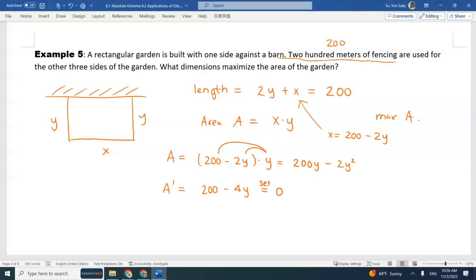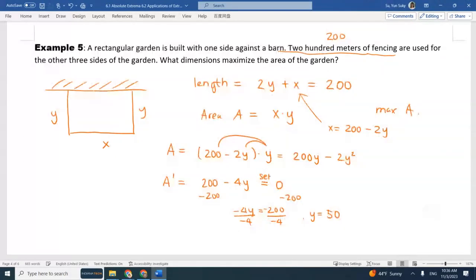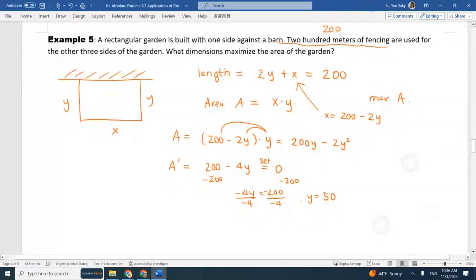We set this equal to 0. What is y? Joseph, how do you solve for y? Yes, subtract 200 and divide by negative 4. So what is y? 50, yes. Okay, good. So now, what do we do?